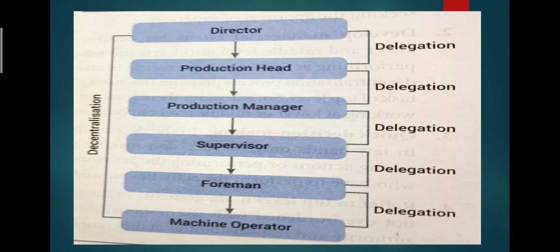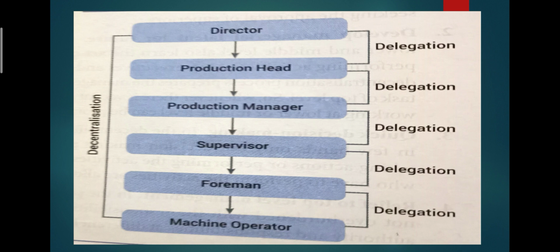Then the production head will give the work to production manager. Production manager will give the work to supervisor. Supervisor will give the work to foreman. Foreman will give the work to machine operator. This is all delegation. ये सब बच्चे delegation है जब आप 2 persons के बीच में work को divide करते हो. And when the director will divide the work among production head, production manager, supervisor, foreman, machine operator, this is the process of decentralization.